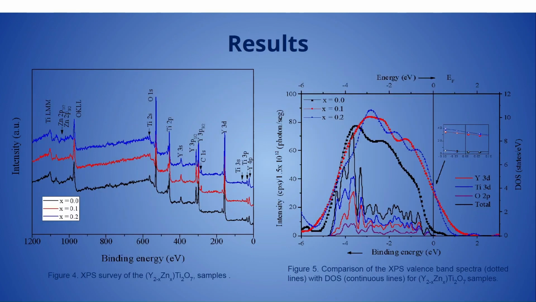Figure 4 shows the XPS survey of the samples, while in Figure 5 there is a comparison of the XPS valence band spectra with density of states. Therefore, we can say the chemical orbitals were identified by XPS. A good correspondence between the XPS valence band spectrum and density of states is observed. A shift toward lower energies is observed in the XPS valence band spectra.